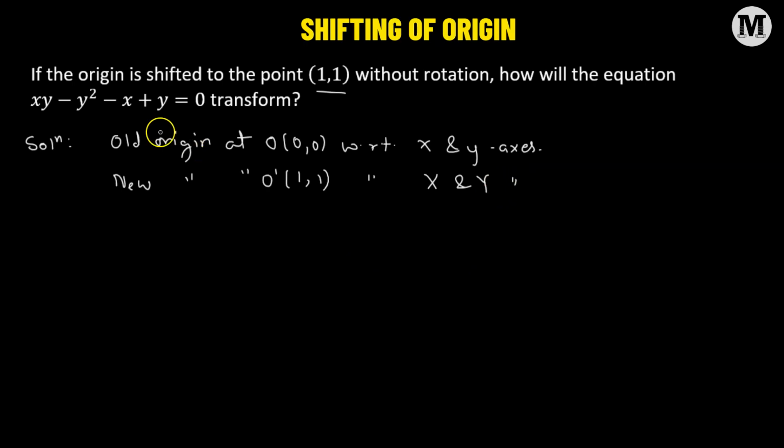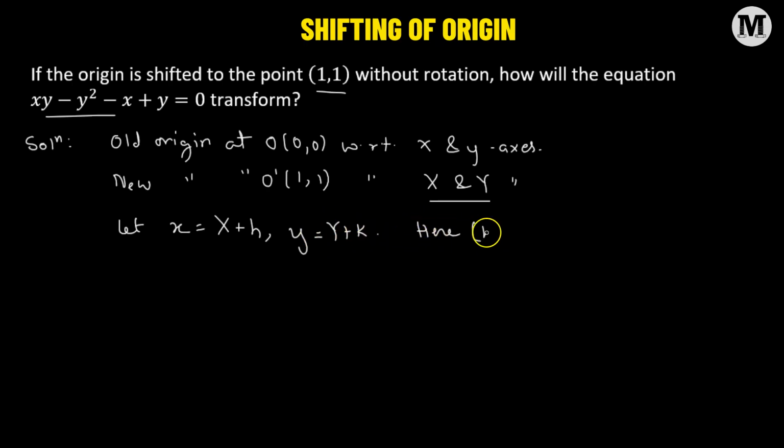Now our goal will be to transform this equation, meaning what is the equation going to look like with respect to the new coordinate axes x and y, or we can say with respect to the new origin (1, 1). All we have to do is make this substitution. We're going to substitute the value of x with x plus h and the value of y with y plus k. Now here (h, k) is nothing but the new origin, which is (1, 1), so that tells us that the value of h is going to be 1 and the value of k is going to be equal to 1.